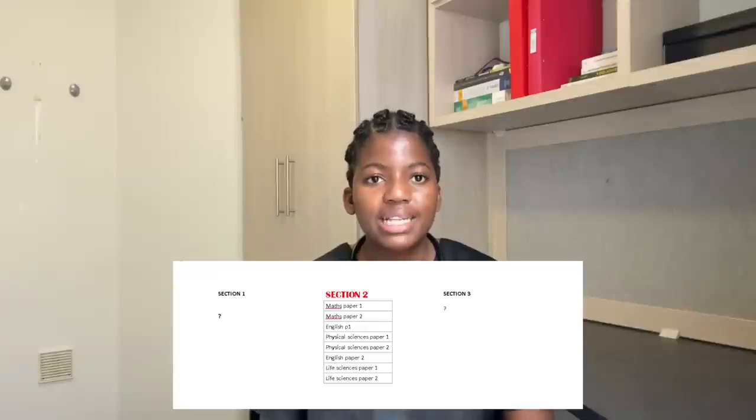So for my week 1, I am going to be studying only physical sciences, maths, and English, because those are the 3 subjects that I am writing in the middle. Those are my section 2 subjects. How do I know how many times I study each subject, or how much time I spend on each subject? It's simple. Go back to your ranking, or how you prioritized your subjects.